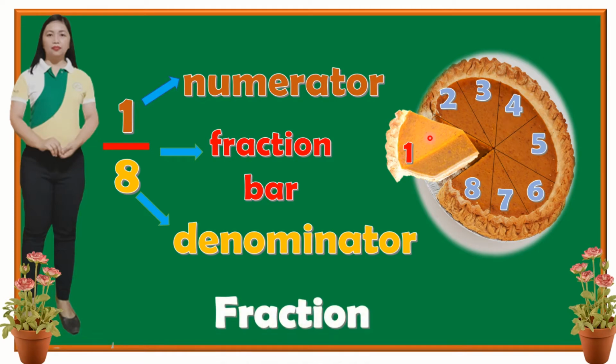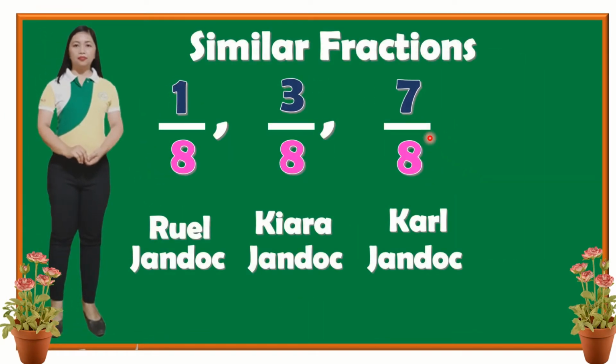So, 1/8 is called a fraction. I have here similar fractions: 1/8, 3/8, and 7/8. Why do I have Ruel Handok, Kiara Handok, and Carl Handok? 1/8, 3/8, and 7/8 is like a family. In a family, we have different names, but then we have similar or the same last names.